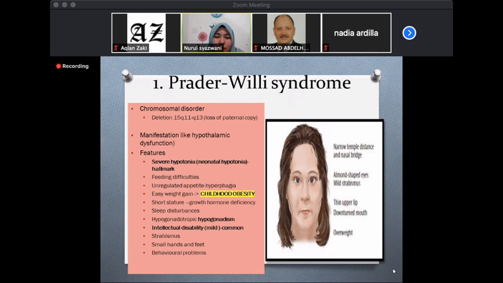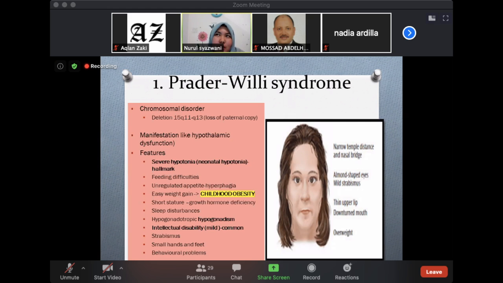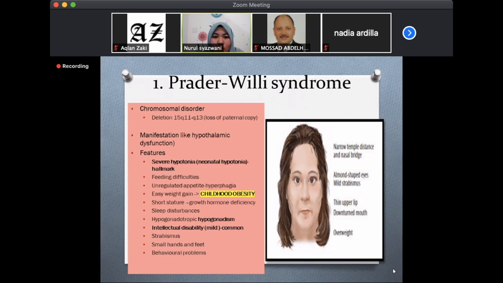The infant may have severe hypotonia, which is the hallmark of neonatal hypotonia, and may have breathing difficulty. As the child gets older, from 1 year old to 6 years old, they will have unregulated appetite, which is hyperphagia. When there is hyperphagia, they eat a lot and gain a lot of weight, and this exposes them to childhood obesity. There will then be many complications from the obesity itself, like OSA, obstructive sleep apnea, and type 2 diabetes mellitus; they are prone to those diseases.